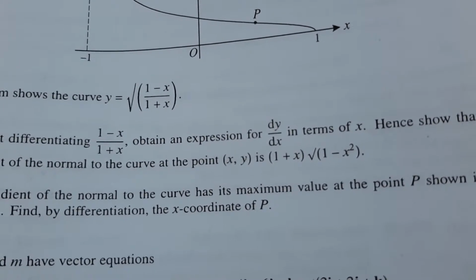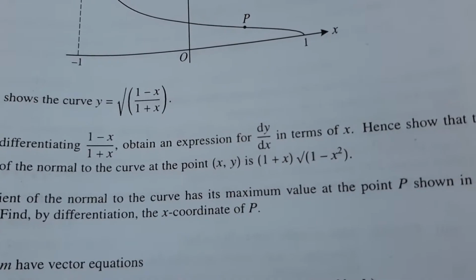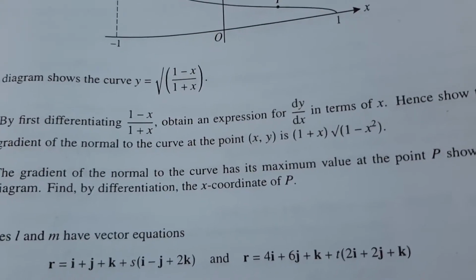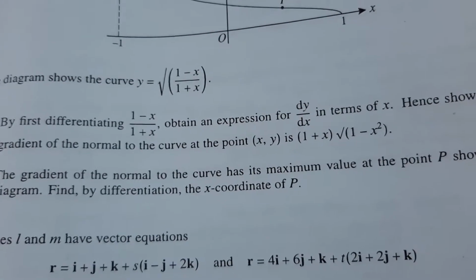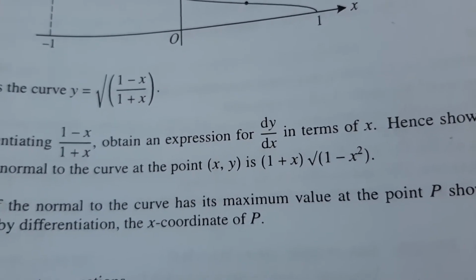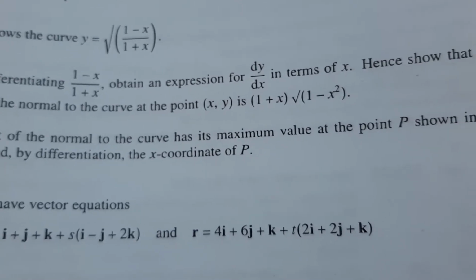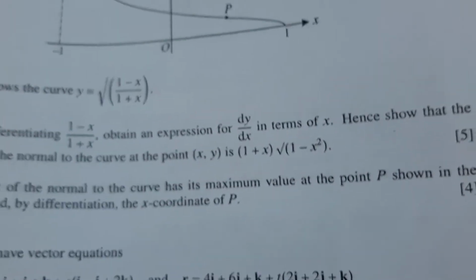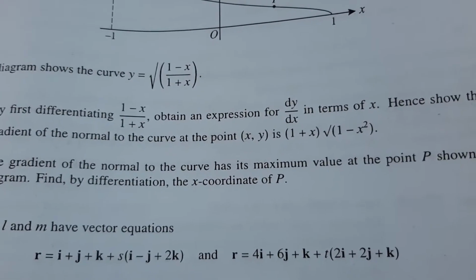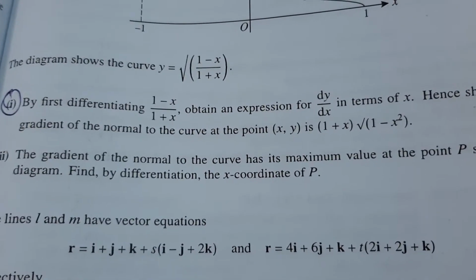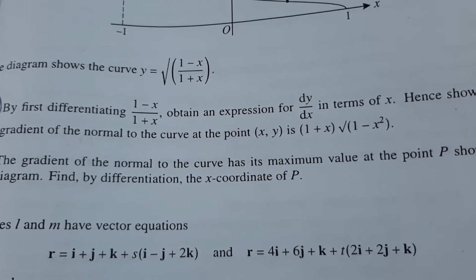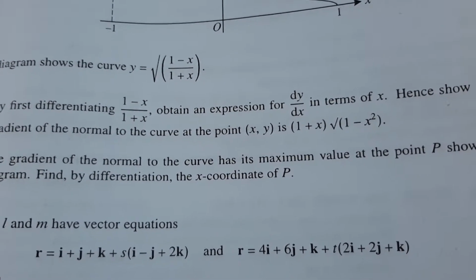So you have to show that the normal to the curve at the point where the coordinates are (x, y) is this. The second part of the question says find the gradient of the normal. Now this is your normal, which you will find out. The question says the gradient of this normal has its maximum value at the point P. Point P was shown in the diagram, just a visual image, and you have to find the x coordinate of this point P, right? So the question says find the gradient of the normal, which has its maximum value at P, and find the x coordinate of P.